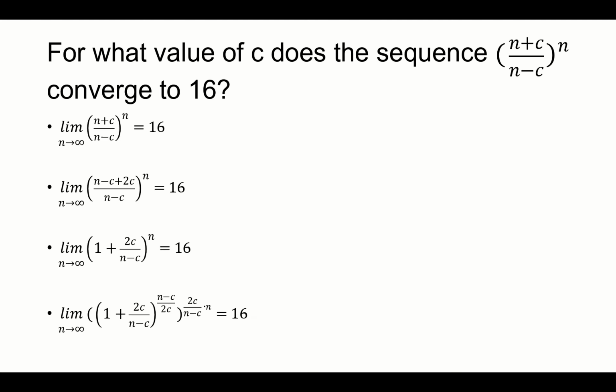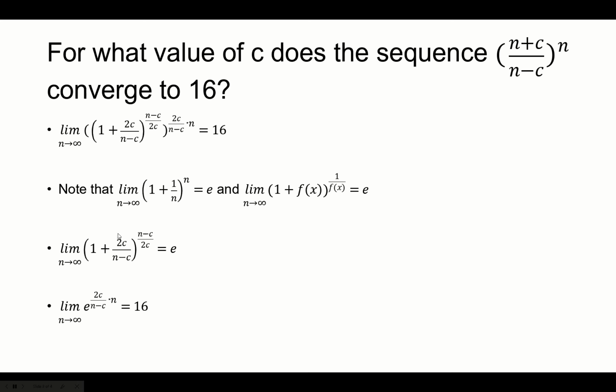Now the next step is interesting because I'm basically going to take this function, 2c over n minus c, and then raise it by the same expression and then flip it. So, flip it and then raise it to the same expression. So n minus c over 2c is the reciprocal of 2c over n minus c. And then when I raise it again to 2c over n minus c, these will cancel, and I'm still left with the same thing.